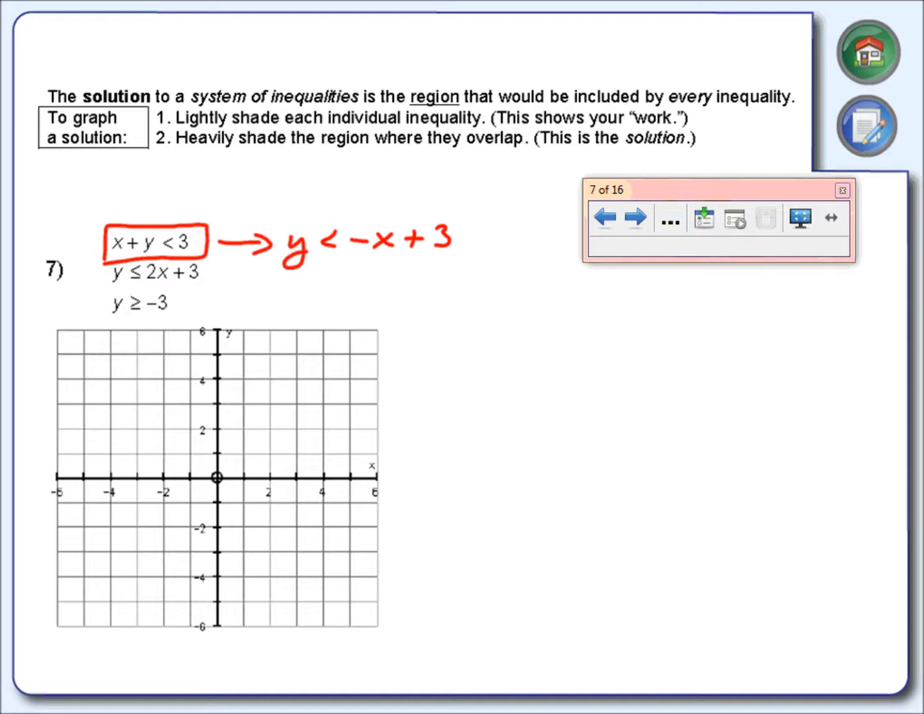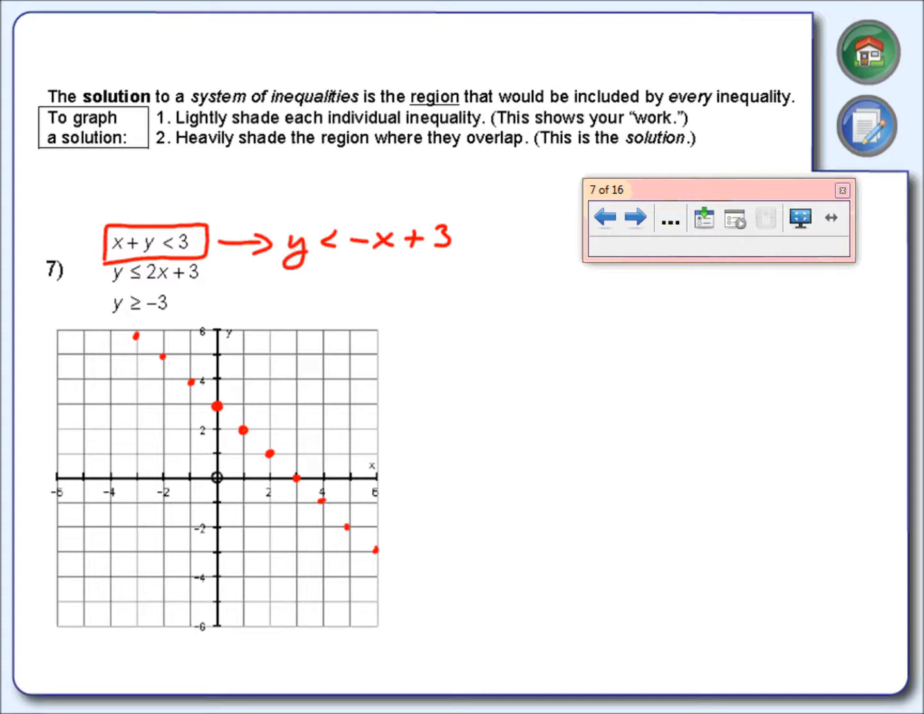Now we're ready to graph that. Positive 3, that's our y-intercept. Negative 1, that's our slope. So I'm going to go down 1, 1 to the right. Down 1, 1 to the right. More dots, the better. Get a couple more dots over here by reversing it. Up 1, 1 to the left. Up 1, 1 to the left.